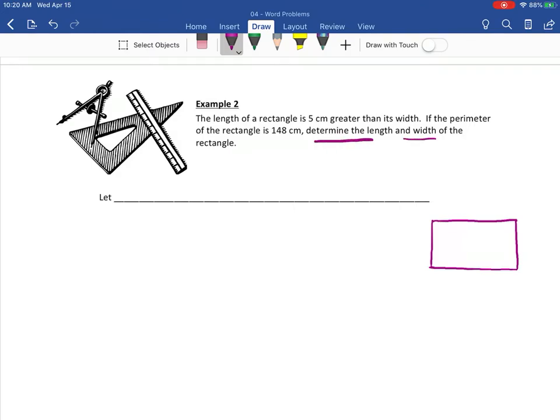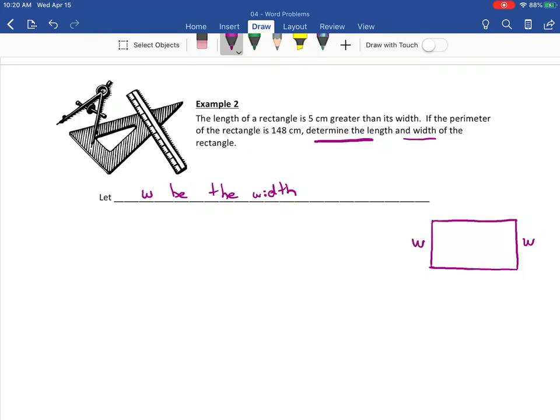So this is the unknowns. Determine the length. So what I'm going to say is let W be the width. That's the unknown. So I'm going to put W on my rectangle there. I know some people say, well, W's the left or right distance, not the up-down distance, but it doesn't really matter. I mean, width is whatever you want it to be. So let W be the width.